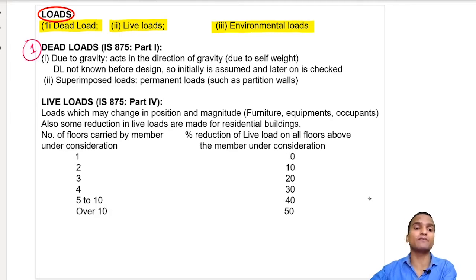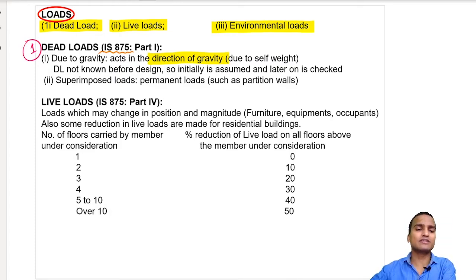What is dead load? Dead load is due to gravity, the self weight of the structure, and the direction of dead load is in the direction of gravity. So we can very easily calculate the dead load of the structure from IS 875. IS 875 deals with different types of load, and IS 875 has been categorized into almost 4 or 5 parts. So the part 1 of IS 875 deals with the calculation of dead load, and when dead load is not known before the design, we assume it and later on we check it with this code and the site condition also.